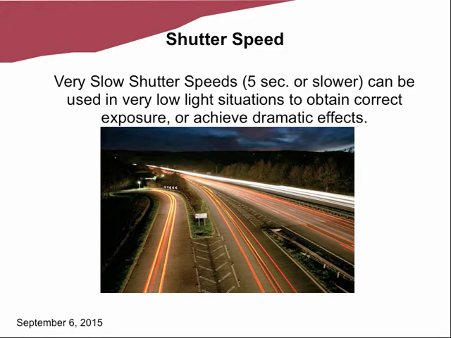And then you have your very slow shutter speeds, 5 seconds or slower, which can be used in very low light situations. This is done to obtain correct exposure or achieve, especially in cinema and film, a dramatic effect. As you see in the photo of a highway set to very, very low speeds. That's how filmmakers achieve that dramatic effect of cars on a freeway. It's got that very neon look where you see the lights of the cars going back and forth.